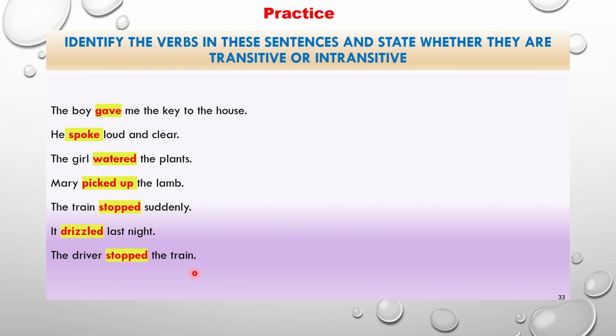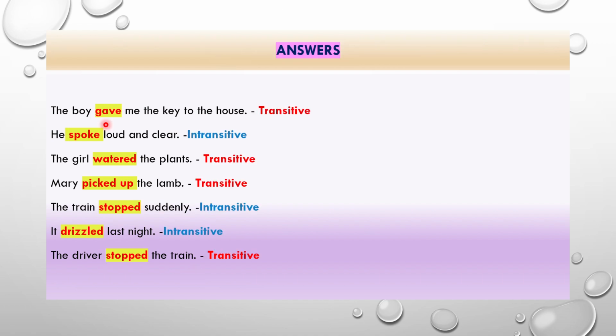So, did you get the answers? Now let us see the answers. The boy gave me the key to the house. Gave what? Key. So it is transitive. Spoke loud and clear. How? So it is intransitive. Watered what? Transitive. Picked up the lamp. What? So transitive. Train stopped how? Suddenly. So it is intransitive. Drizzled last night. When? So it is intransitive. Driver stopped the train. Stopped what? The train.